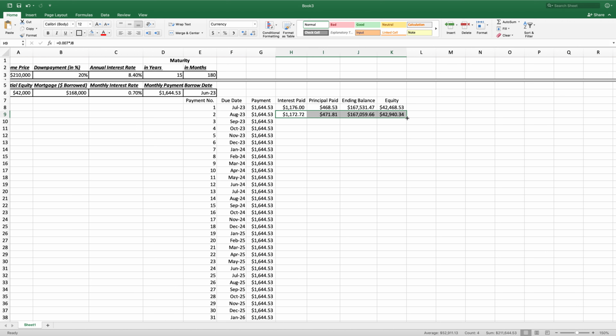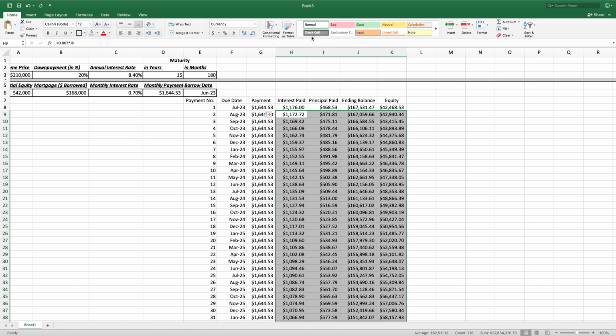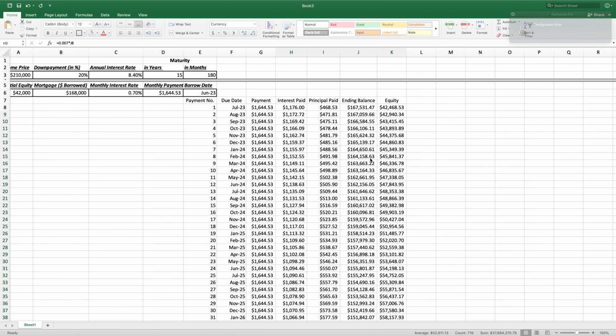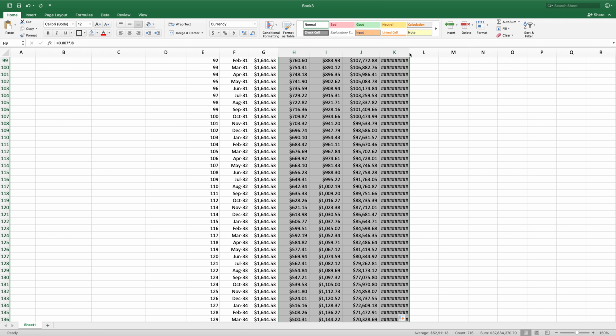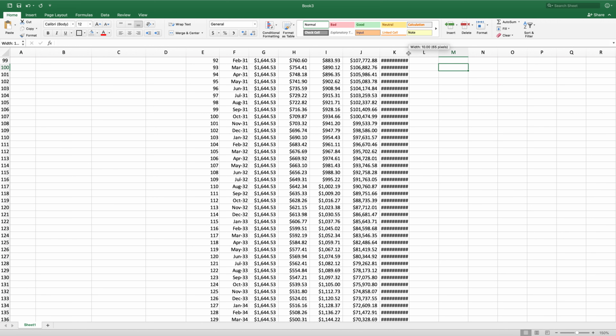Now, what I can do is highlight all of this, take the cursor and put it in the lower right-hand corner and just double-click it. That'll repeat all the calculations, following the same iteration as before. Let me expand this.